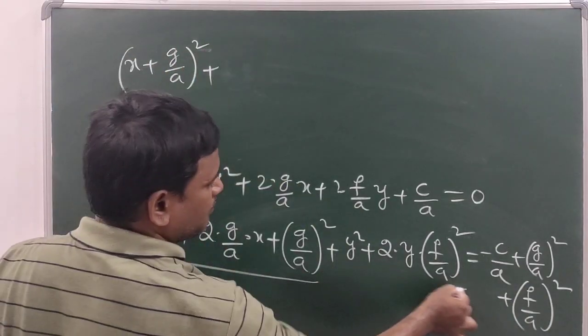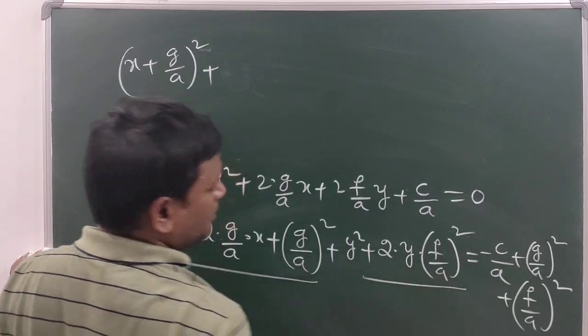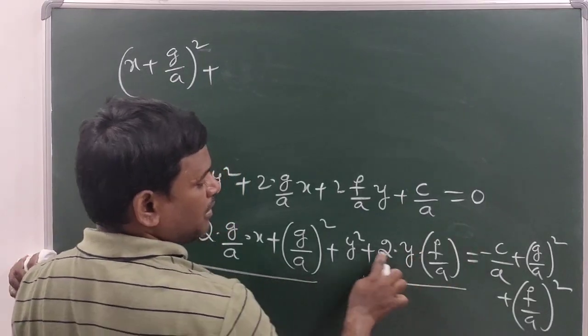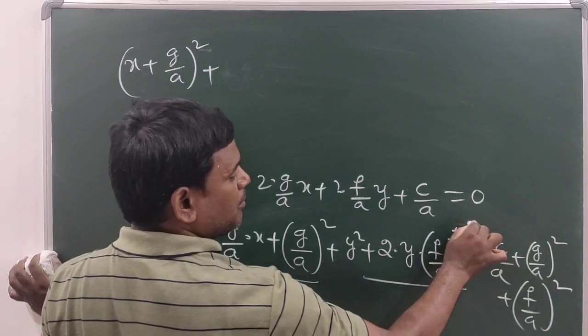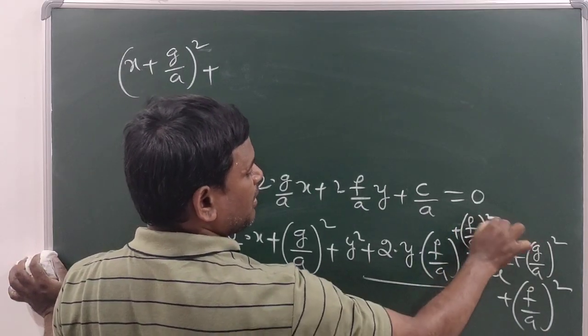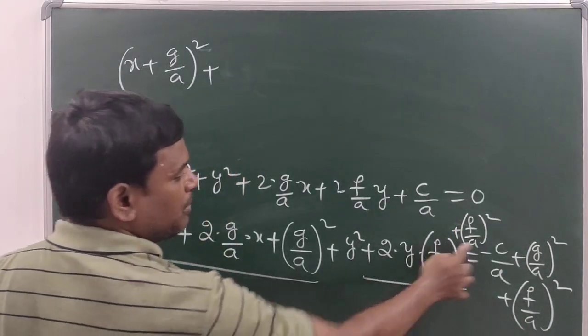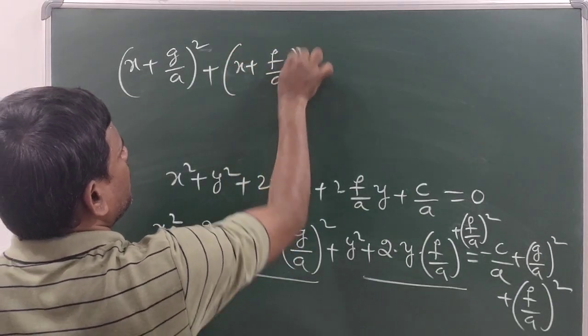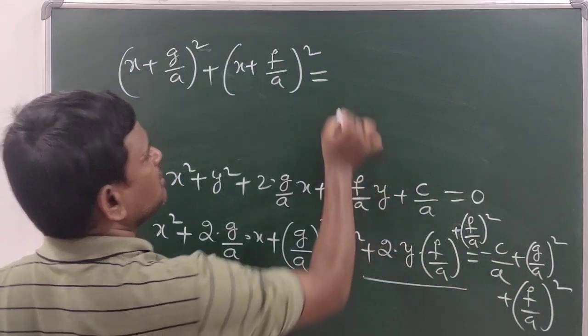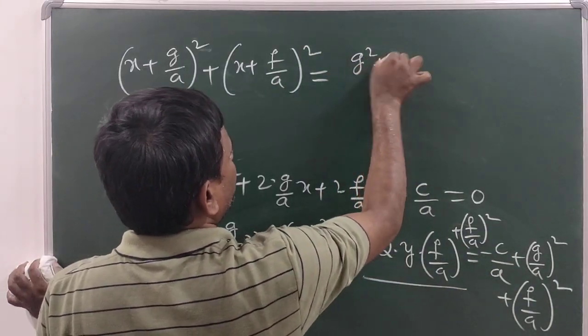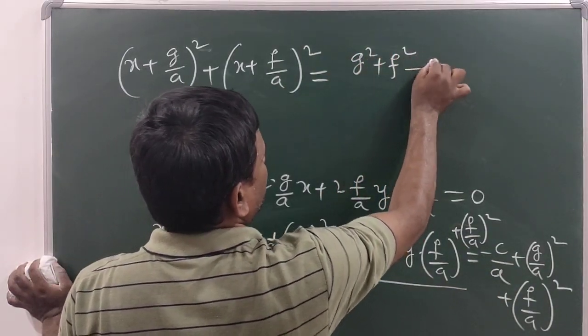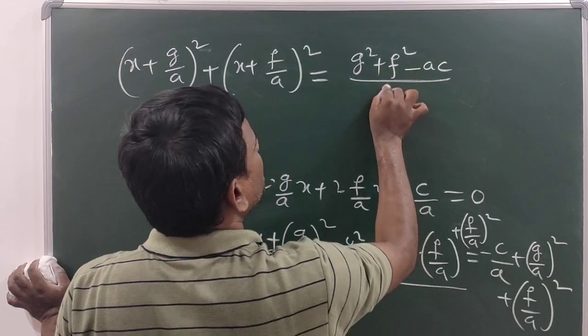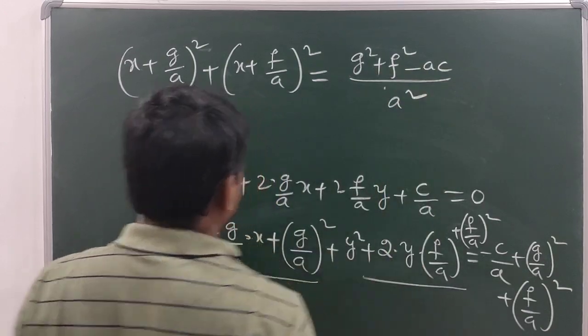and here this one, here 2 into y into f by a plus, add here f by a whole square on the left side and right side. So from here to here it can be written as x plus f by a whole square. Now simplify the RHS. So on simplifying we get like this, g square plus f square minus ac by a square.